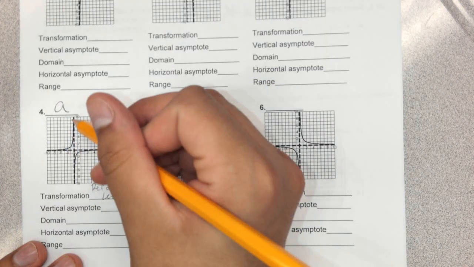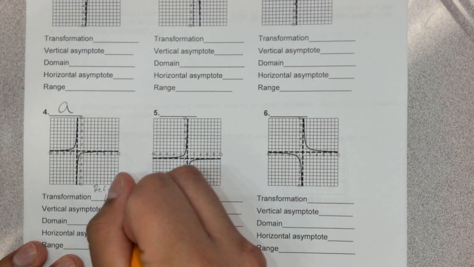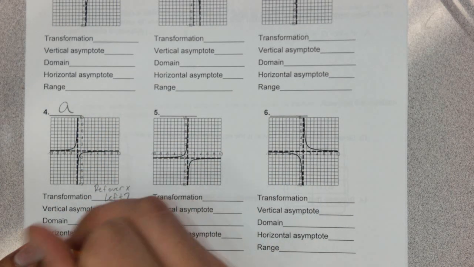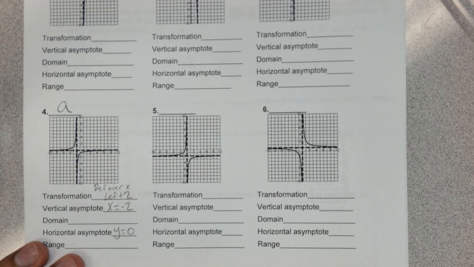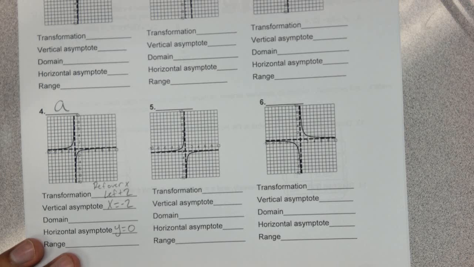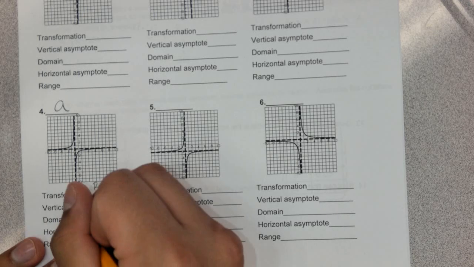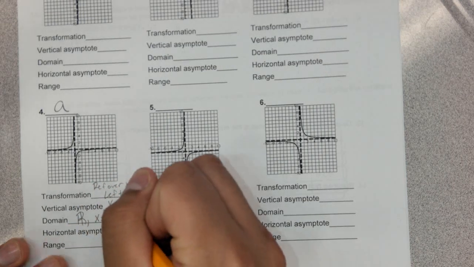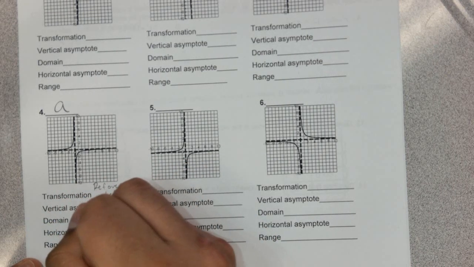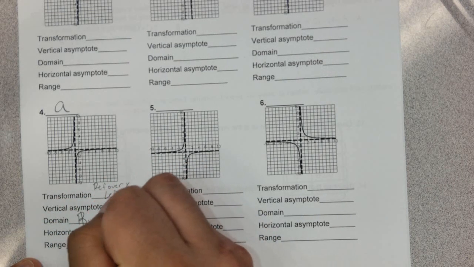Looking at the graph, the vertical asymptote is at x equals -2. Horizontal asymptote is at y equals 0. Our domain is all real numbers, x cannot equal -2. Same thing for the range: all real numbers, y cannot equal 0.